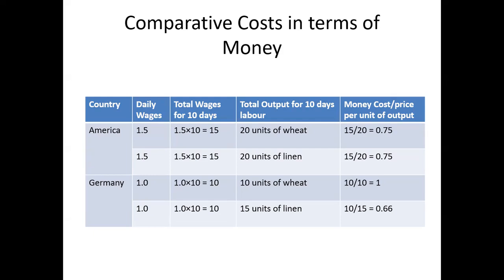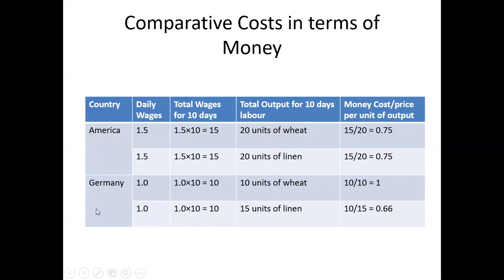This table shows the comparative cost explained in terms of money. First column reveals the two countries that have entered into trade with each other, that is America and Germany. The second column reveals the daily money wages in both the countries. In America, it is assumed to be $1.5. In Germany, it is $1. And the next column is the total wages for 10 days. And the fourth column is total output for 10 days of labor. And the last one is money cost or price per unit of output expressed in dollars.